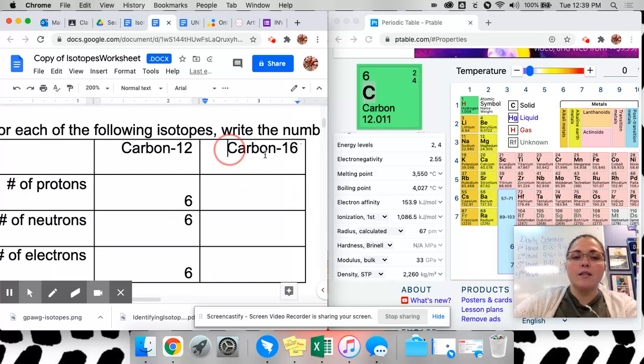Carbon-16 is still carbon, so we are going to find carbon on the periodic table again. Its atomic number is 6, and that means it has 6 protons. Because it has 6 protons, it has 6 electrons. Then we do MAN, mass minus atomic equals neutrons. For carbon-16, the mass number is 16 and the atomic number was 6, so 16 minus 6 gives us 10 neutrons.